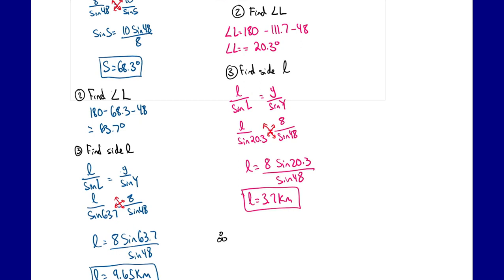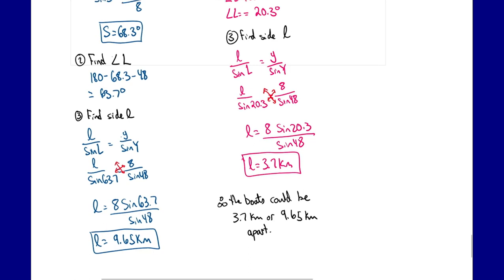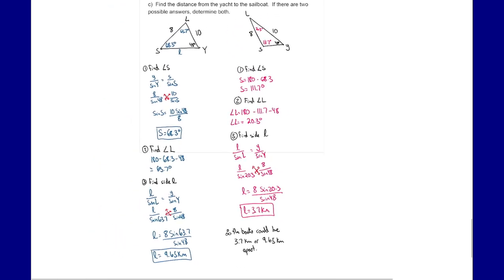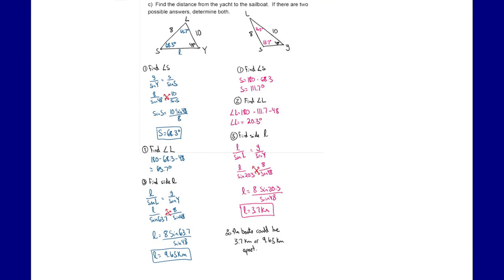So therefore, the boats could be 3.7 kilometers or 9.65 kilometers apart. Again, based off the information we have, we don't know which is which, so we just want to be mindful of that. It could be either or.